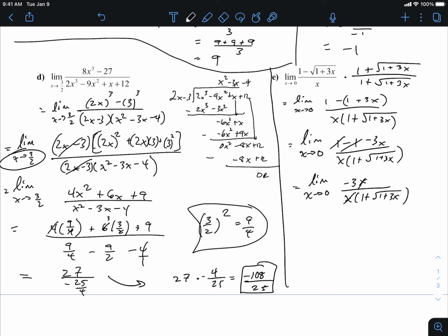You're left with the limit as x approaches 0 of negative 3 over 1 plus the square root of 1 plus 3x. Okay. Now, if you actually evaluate that limit, you're going to see that you get negative 3 by 2. That's it, guys. Okay, a little bit more challenging.